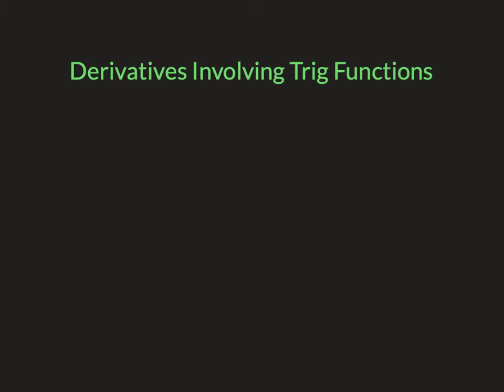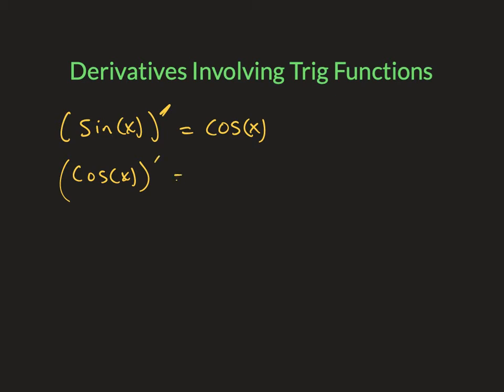We're going to be computing derivatives that involve trig functions. In other videos, you've seen that we have derivatives for all 6 trig functions. Those need to be memorized, and I'm going to list them here for you now. The derivative of sine of x is cosine x. And the derivative of cosine x is negative sine of x. So the derivative of sine is cosine. The derivative of cosine is negative sine.